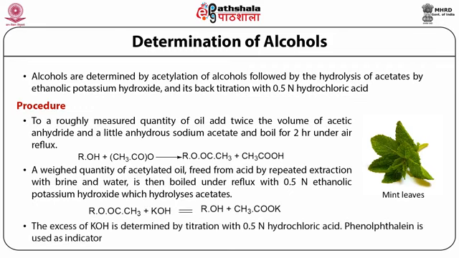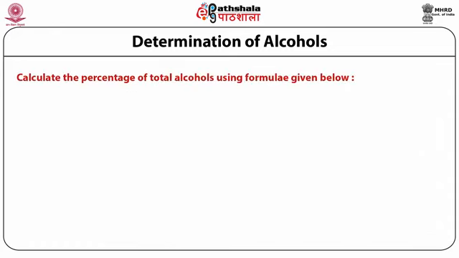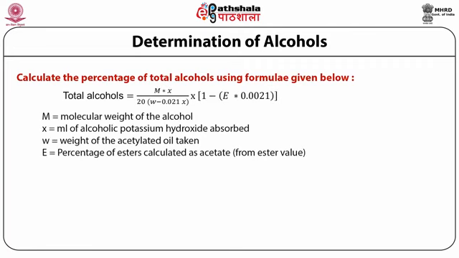The excess of KOH is determined by titration with N/2 hydrochloric acid. In this titration, phenolphthalein is used as an indicator. The total alcohol content is determined using the formula where M represents the molecular weight of the alcohol, X is the milliliter of alcoholic potassium hydroxide absorbed, W is the weight of the acetylated oil taken, and E is the percentage of ester calculated as acetate.